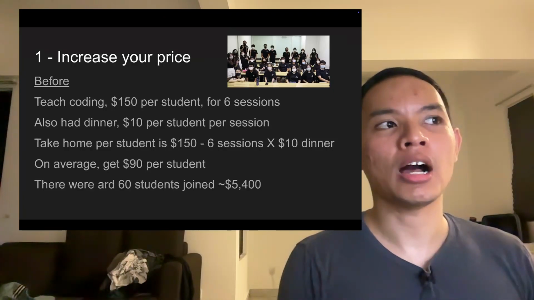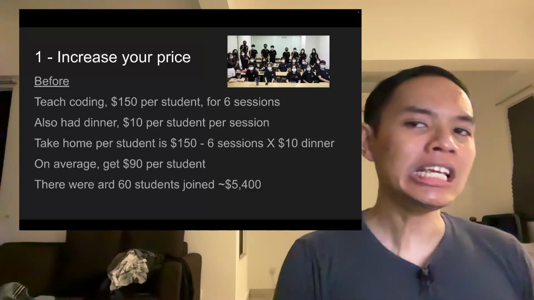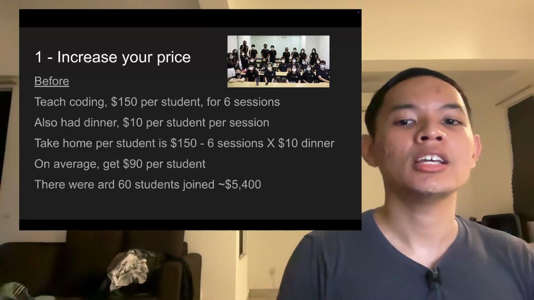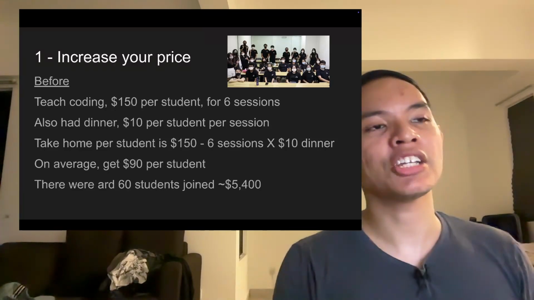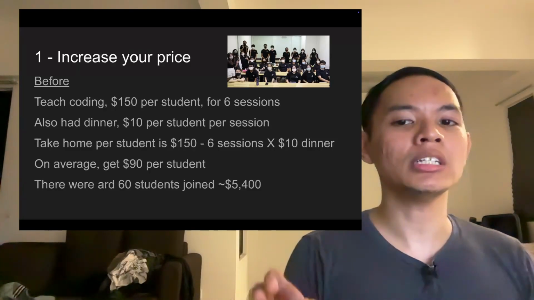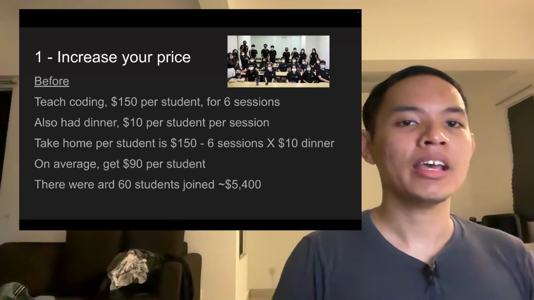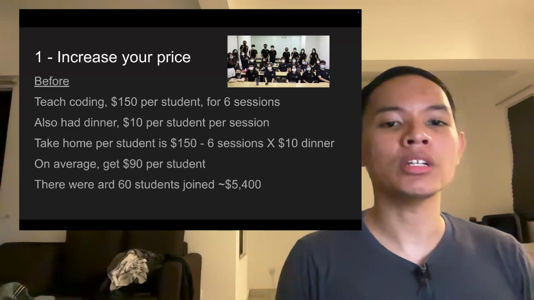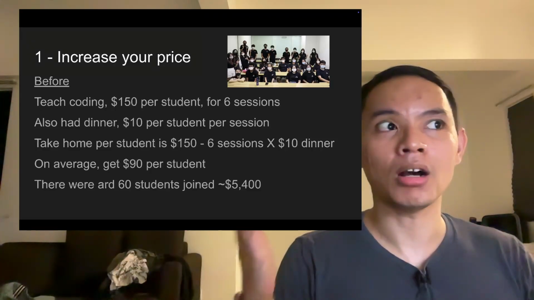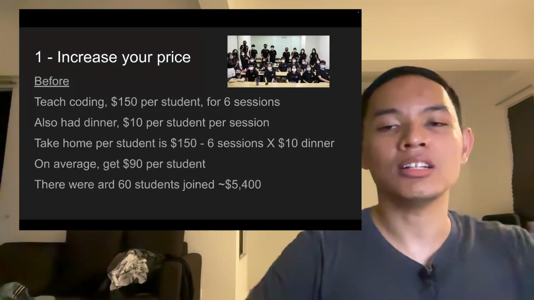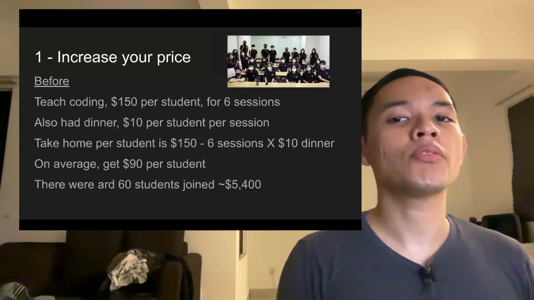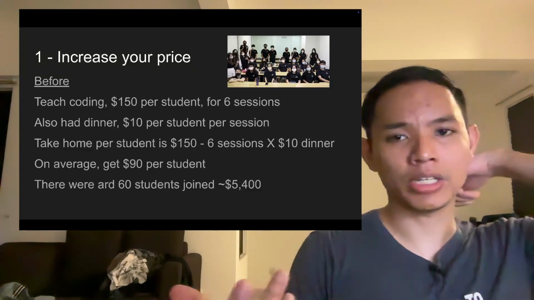This course has a total of 6 sessions, and each session, we provide them $10 worth of dinner, right? If you calculate, 6 sessions with dinner every session means I have to minus $60 from the $150, and on average, my profit from every student is $90. Surprisingly, a lot of students joined, and the total revenue we got from this intro to coding course is around $5,400, which is pretty okay, not bad.